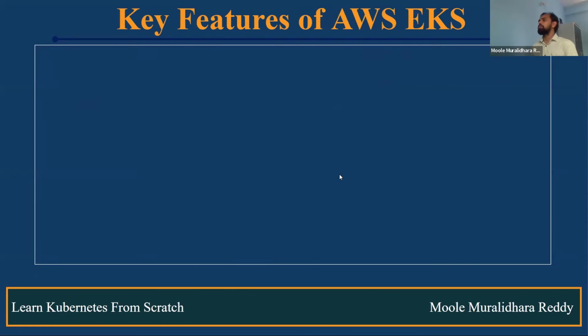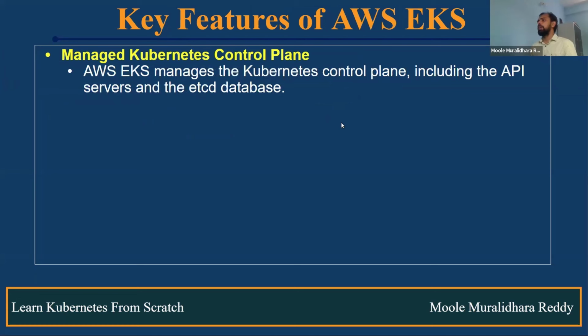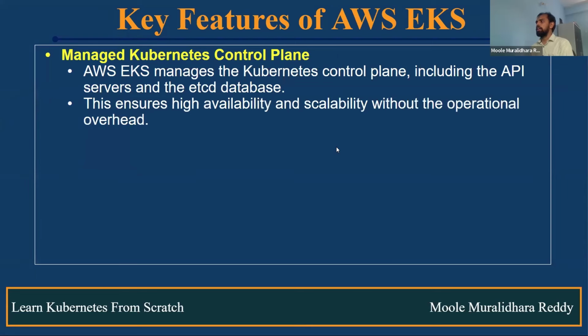There are different key features available in AWS EKS. One is the managed Kubernetes control plane. As I said, AWS manages the Kubernetes control plane, including whatever components are available inside that control plane, like the kube-API server, etcd, scheduler, and some other components. It will be taken care of by the AWS team only. We don't want to worry about that, and that ensures high availability and scalability without the operational overhead.